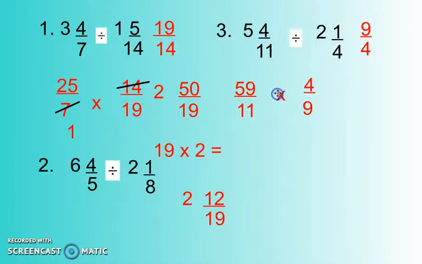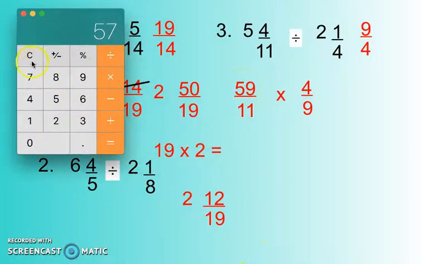Anything that we can simplify? Well, if you look at 4, it doesn't have any factors that go with 11 or 9. And 59, well, if we look at 59, 2 doesn't go in there because it's not an even number. How about 3? No. How about 4? Let's try 4. No, it doesn't go in evenly.